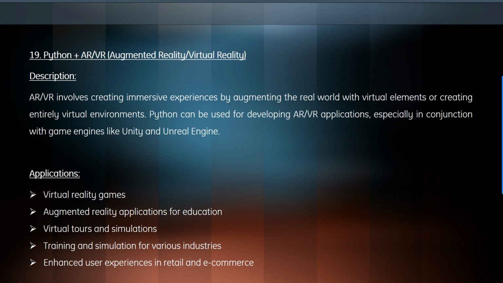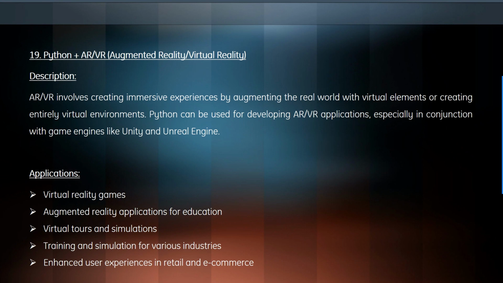Moving on, we have Python plus AR or VR. So, augmented reality and virtual reality. Augmented and virtual reality involves creating immersive experiences by augmenting the real world with virtual elements or creating entirely virtual environments. Python can be used for developing AR or VR applications, especially in conjunction with game engines like Unity and Unreal Engine. So now we are aware of virtual reality, how it goes.